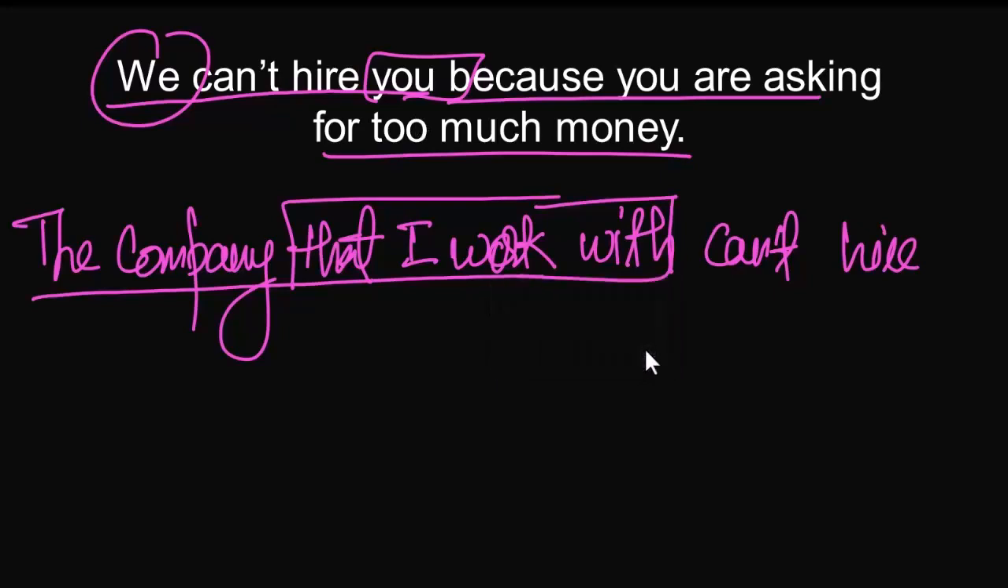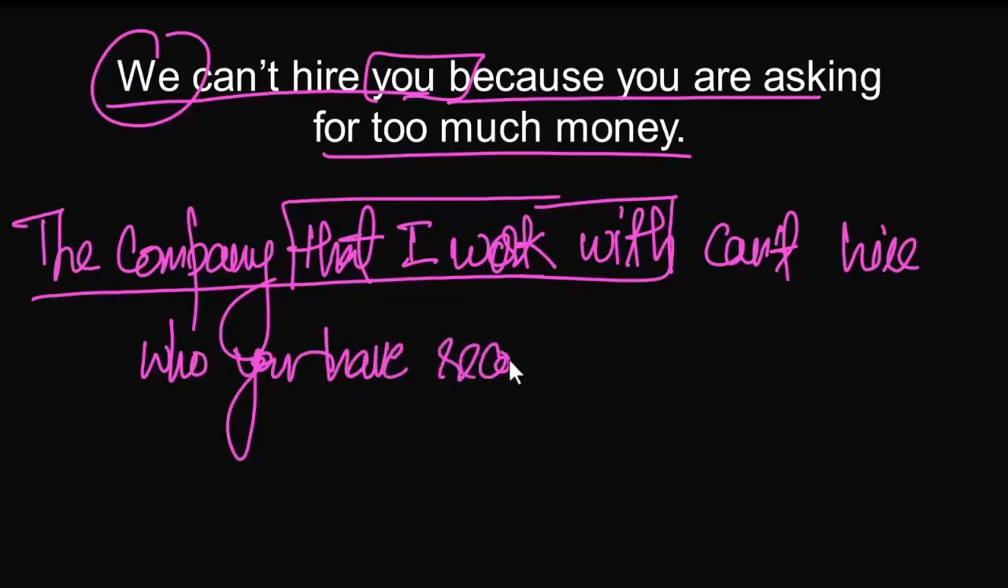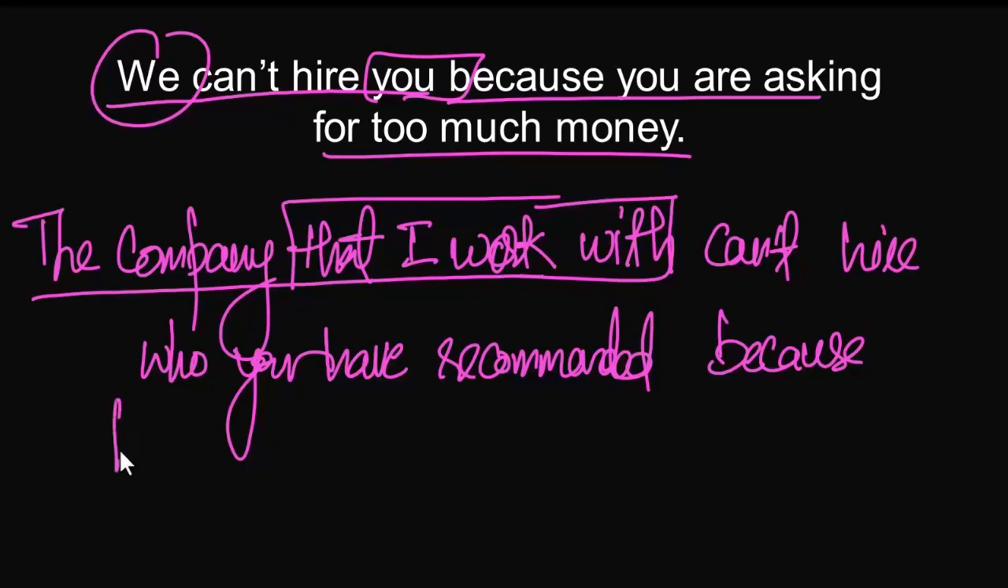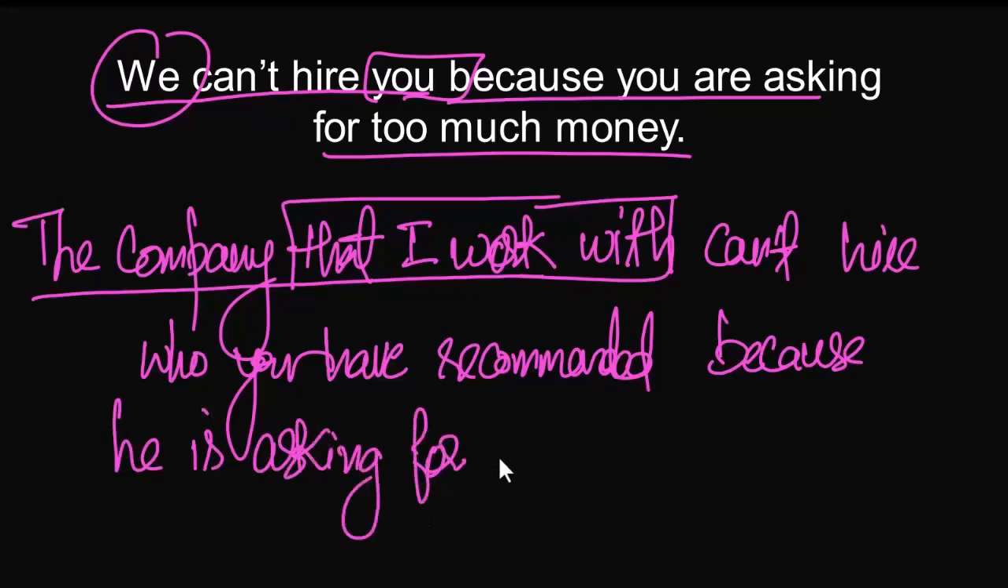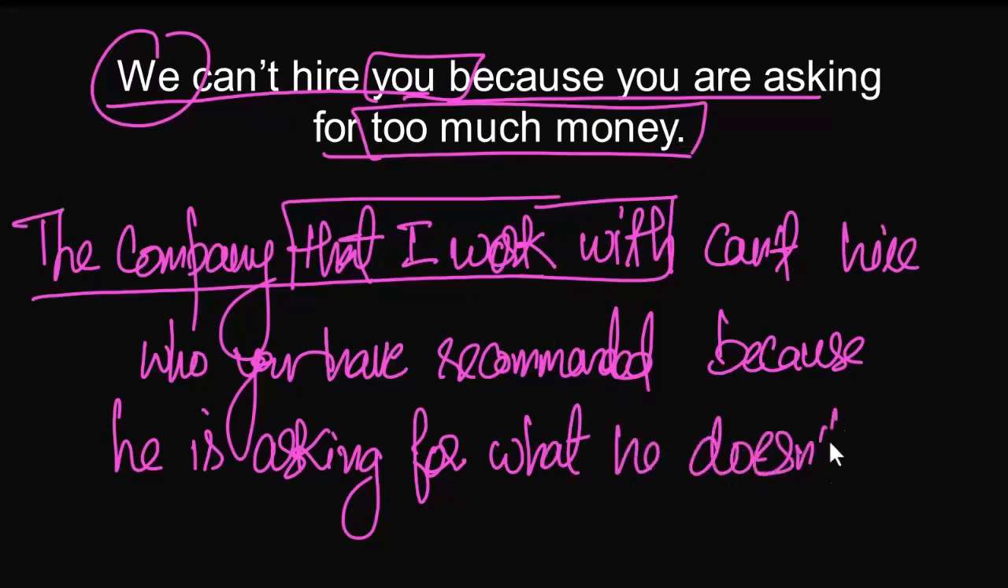So I can say the company that I work with can't hire who you have recommended. The company that I work with can't hire you, who you have recommended. Okay, this is our first independent clause because, let's say, he is asking for what. So he's asking for, instead of using a noun phrase, too much money, I'm using a noun clause. He's asking for what he doesn't deserve, right? Okay, so see what I've done.